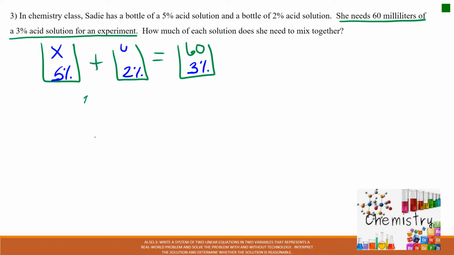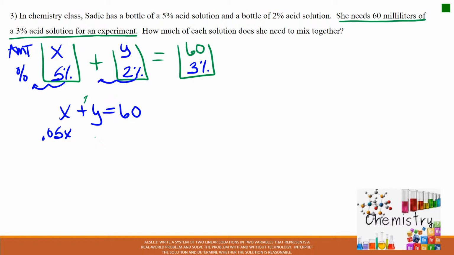X for this one, Y for that. Remember, on these we have amounts and we have percent. Amount is just X plus Y equals 60. 5%, 2 places to the left, 0.05X. 2%, 2 places to the left, 0.02Y.